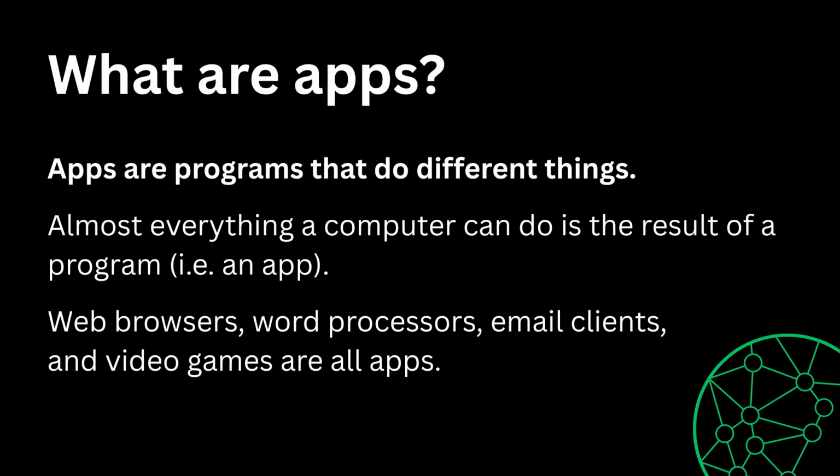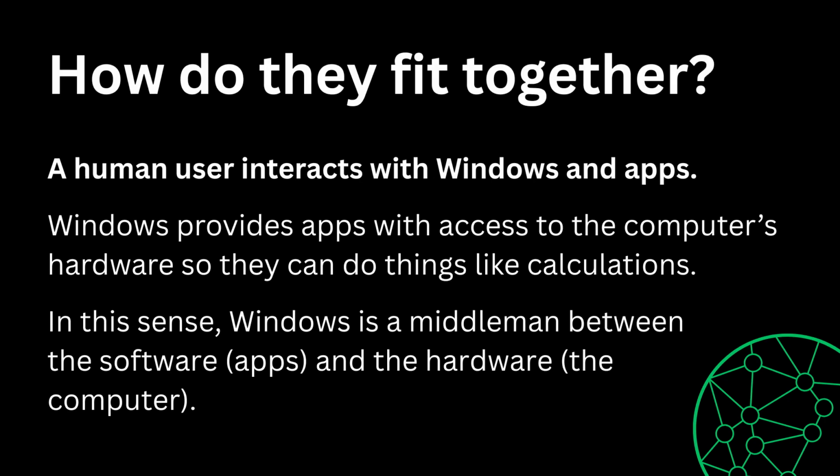App stands for application. An application is a program. Almost everything a computer can do is the result of a program running on the computer. Apps can do a lot of things. They can let you browse the internet, write a document, watch your favorite streaming service, or play a video game. Your computer probably came with a lot of apps, but you can always buy more or get free ones using the internet. So how does this all fit together?